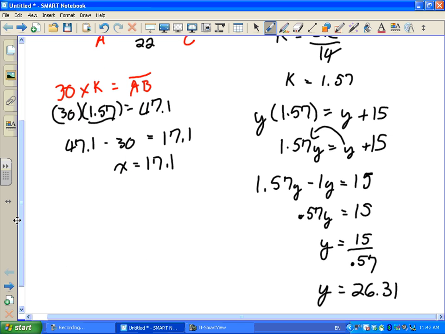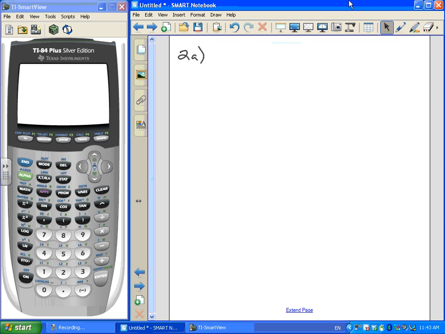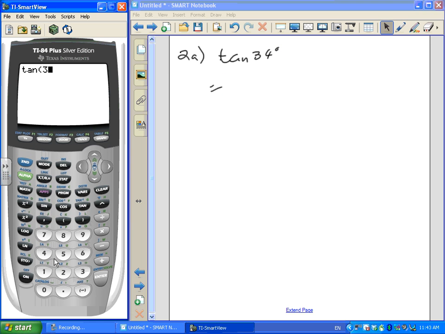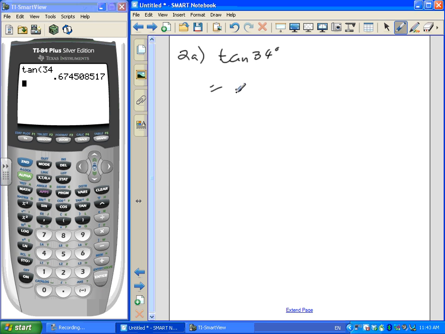Side Y was equal to 26.31. Okay, question 2a asks us for tan 34. It is a very straightforward question. All you had to do was push tan 34 in your calculator. 0.67. Okay? That's it. That's all I wanted.